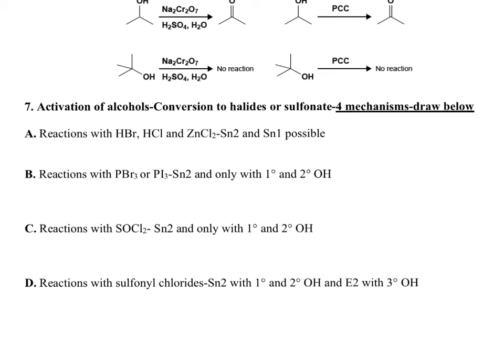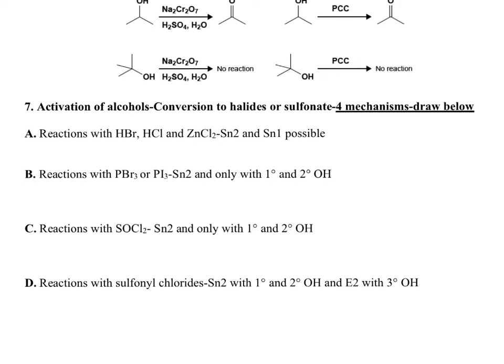So there are 4 ways to activate alcohols, to turn them into halides or sulfonates. So we're taking an OH in all these cases and turning them into a bromine or chlorine, or the sulfonate, the tosyl, that's at the end here. Things to know about all of these.